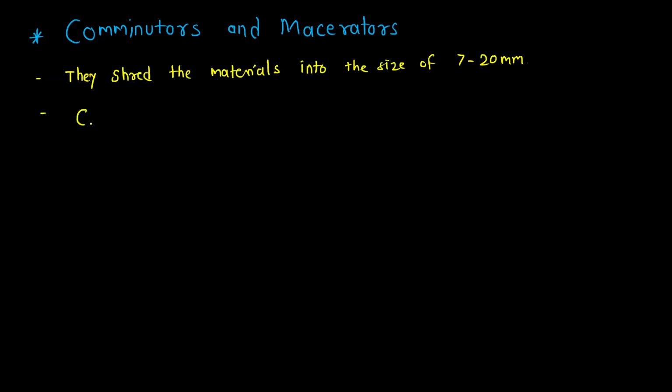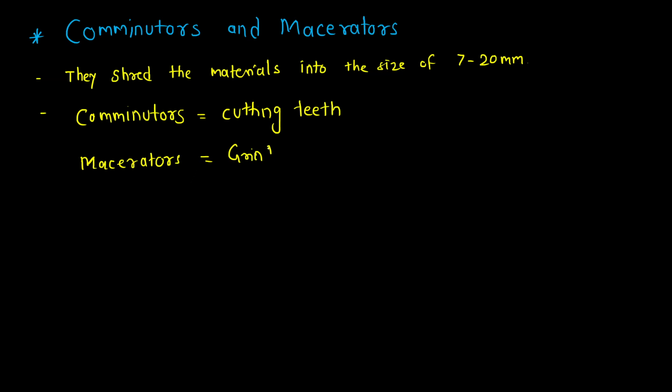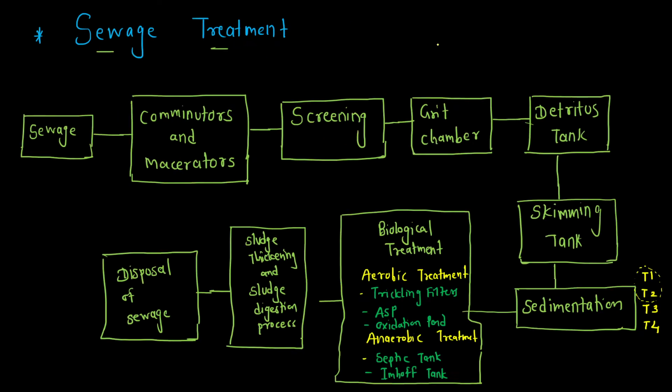So for shredding the materials, the comminutor has cutting teeth. This machine has cutting teeth, and when we talk about macerators, they have a grinding wheel. So with the help of these two, there is shredding of material into the size of 7 to 20 mm, and this is the first stage of the sewage treatment.